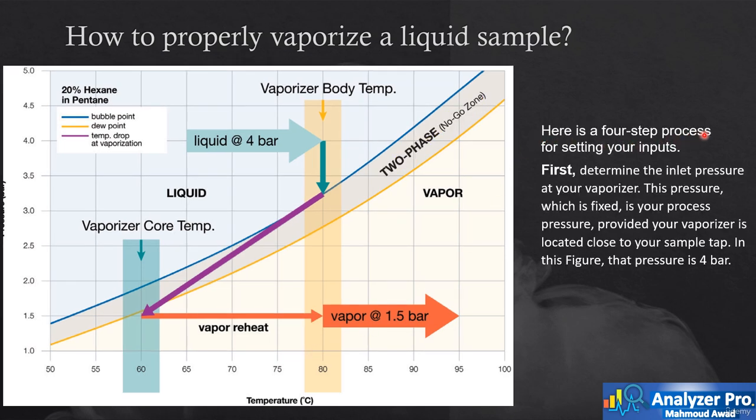Here is a 4-step process for setting your inputs. First, determine the inlet pressure at your vaporizer. This pressure, which is fixed, is your process pressure, provided your vaporizer is located close to your sample tap. In this figure, that pressure is 4 bar.